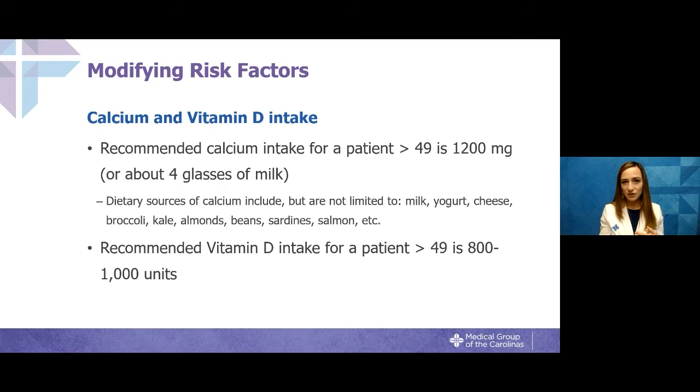So almonds alone, if you just like snacking on nuts, those are high in calcium. You can also, of course, be looking at yogurt and cheese. Some of our green leafy vegetables like broccoli and kale are also high in calcium. And then sardines and salmon and beans. You can also Google some more too if you're looking for some more dietary sources.